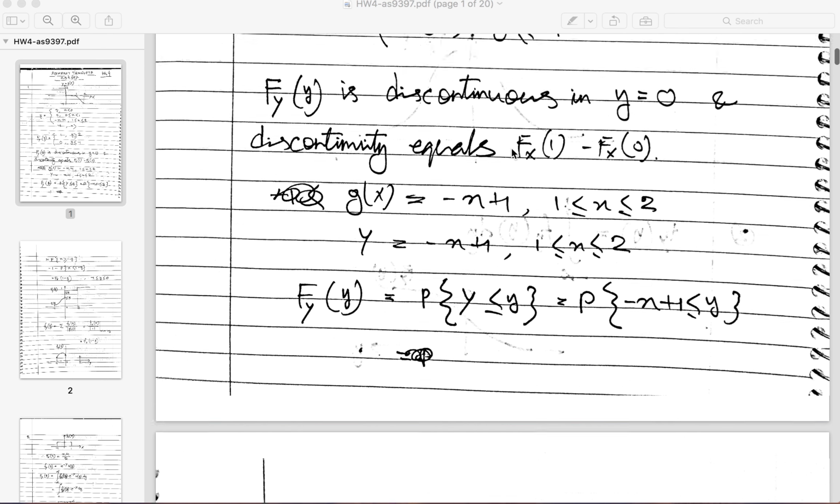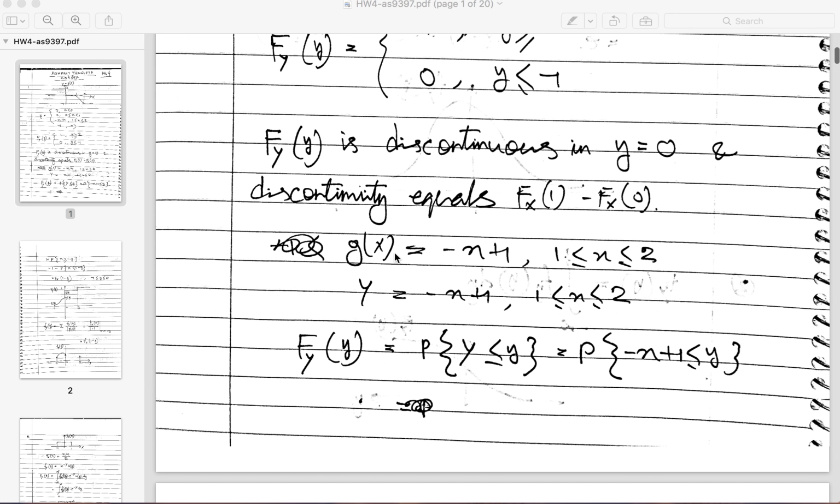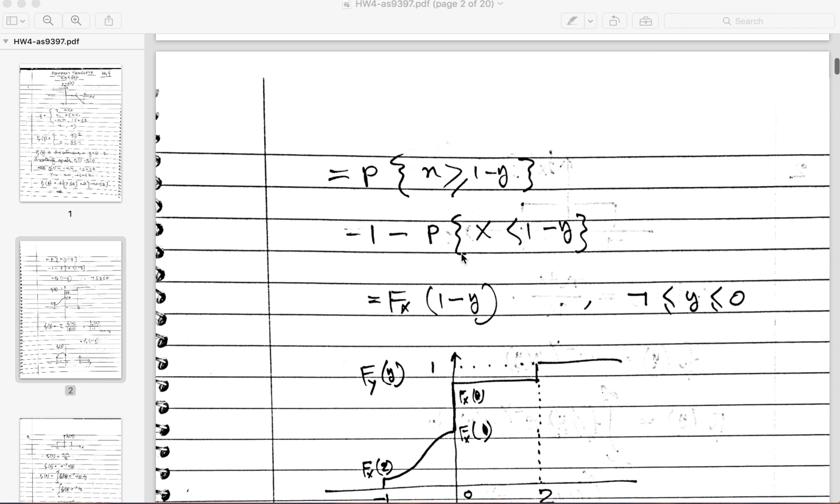Now we look at the bound where x lies between 1 and 2, so g of x equals minus x plus 1, and y equals minus x plus 1. So Fy of y equals the probability of capital Y less than or equal to small y. We put y equals minus x plus 1, so the probability of minus x plus 1 less than or equal to y equals the probability of x greater than or equal to 1 minus y, which equals 1 minus the probability of x less than 1 minus y, which is nothing but Fx of 1 minus y for values of y between minus 1 and 0.